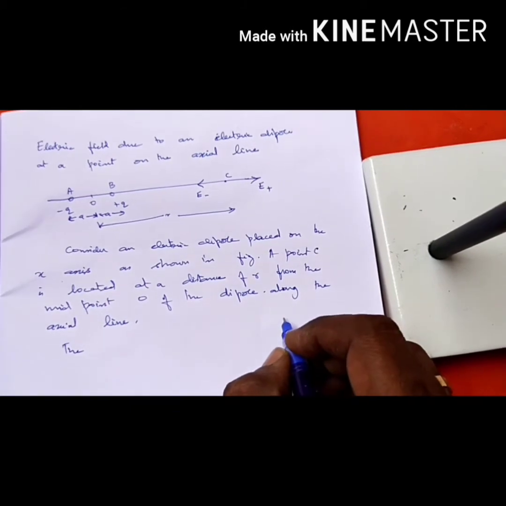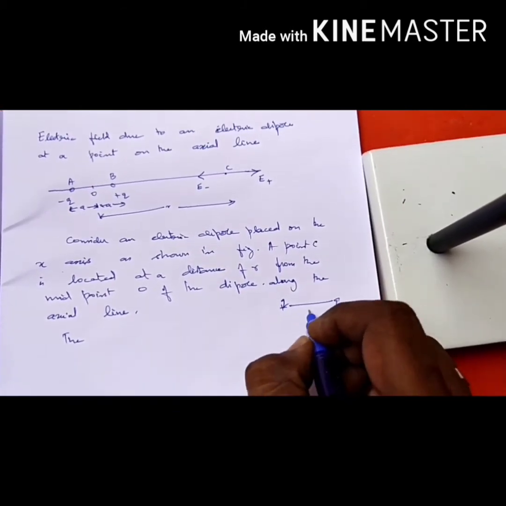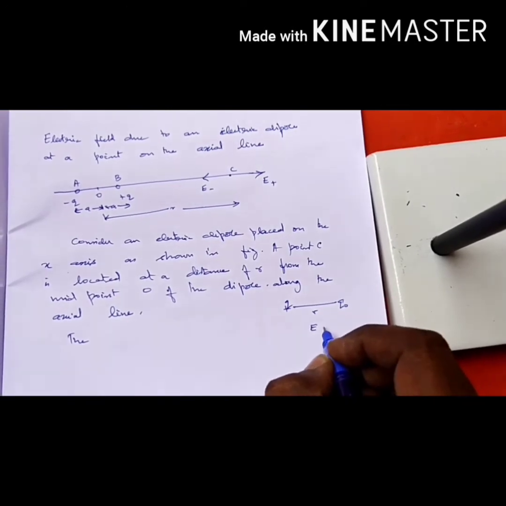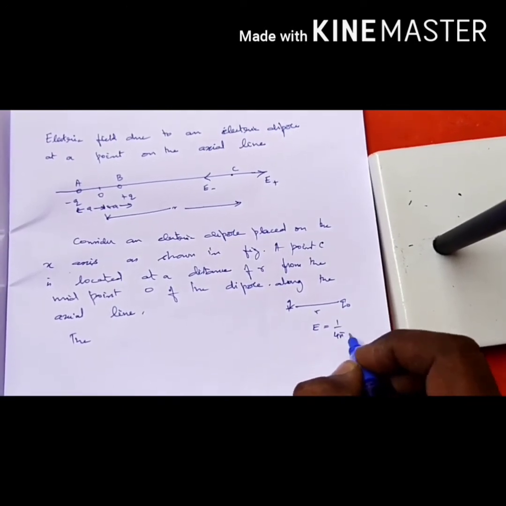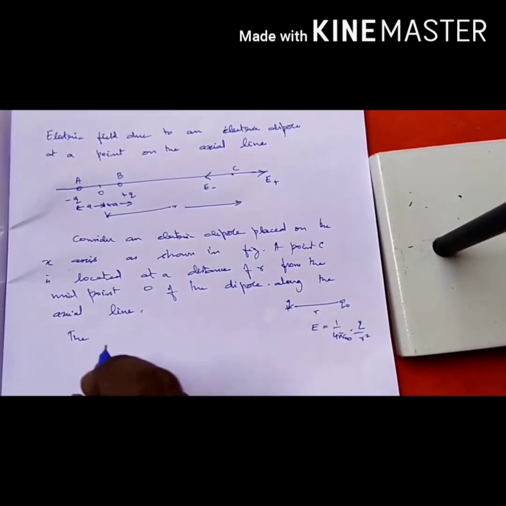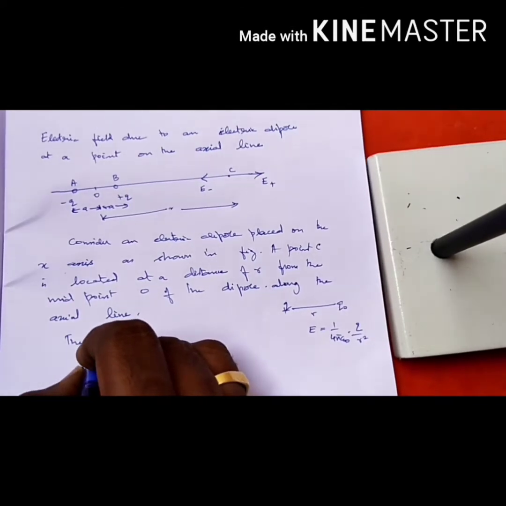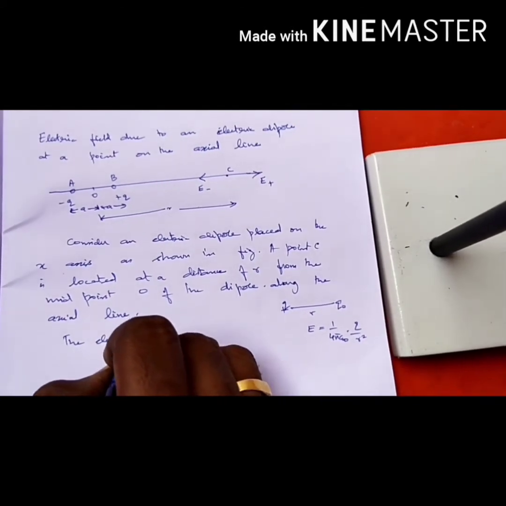For that, let us recall the electric field equation. Let us consider the charge Q and test charge Q naught separated by distance r. Electric field E equal to 1 by 4 pi epsilon naught Q by r square, where r is the distance between the charges. Similarly, we can write the equation of electric field at C due to the charge plus Q.